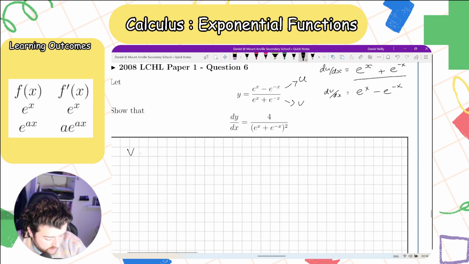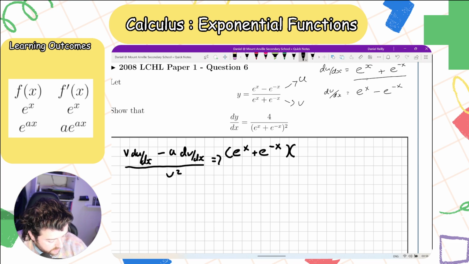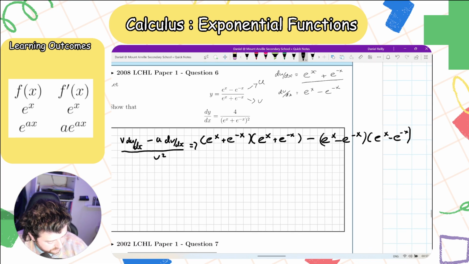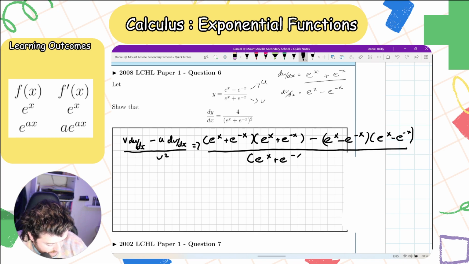So remember, v du/dx minus u dv/dx, all over v squared. That is equal to (e to the x plus e to the minus x) times (e to the x plus e to the minus x), minus (e to the x minus e to the minus x) times (e to the x minus e to the minus x), all going to be over v squared. So (e to the x plus e to the minus x) squared.